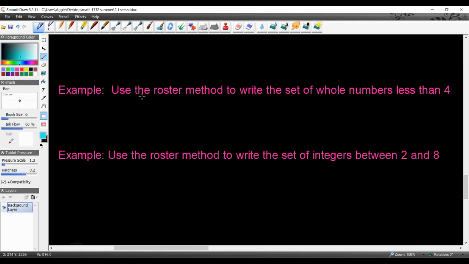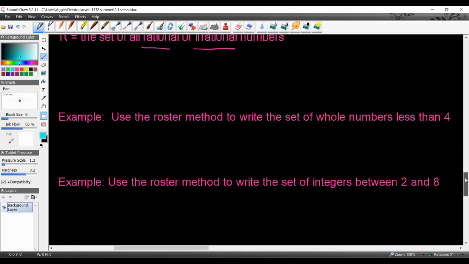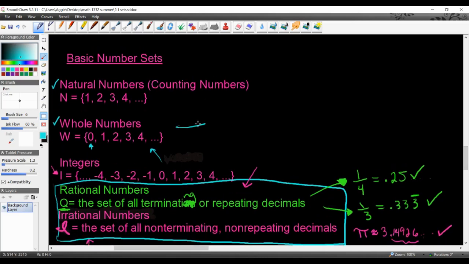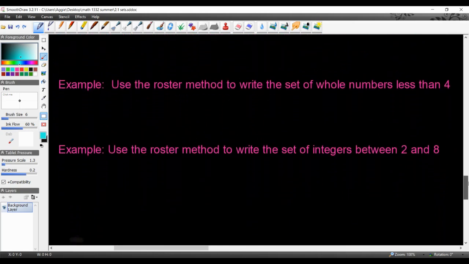So first example says, use the roster method to write the set of whole numbers less than 4. So in case you forgot what the whole numbers are, they are right here. It's 0 going up forever, whole numbers. So they want us to list the numbers that are less than 4. So first of all, the roster method means I'm going to have to put those little curly braces. Numbers that are less than 4 are going to be, let's see, 0, 1, 2, 3. That's it. So all of these elements, 0, 1, 2, 3, are less than 4.